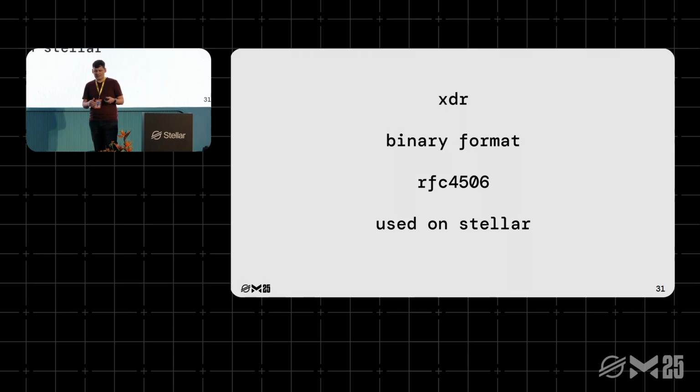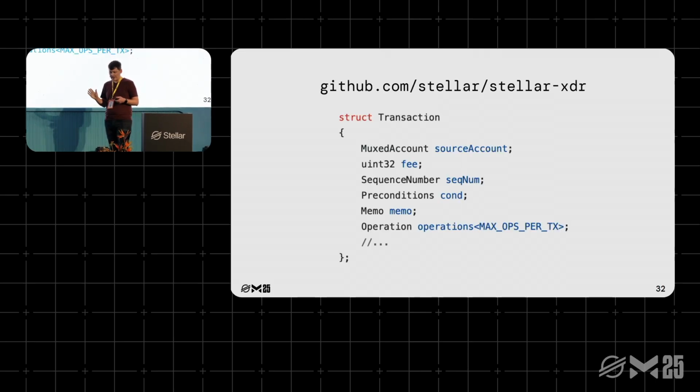So XDR is a binary format. It's defined in RFC 4506, and it's used by the Stellar network for everything. So it's used for transactions, consensus messages, events, data storage, everything.